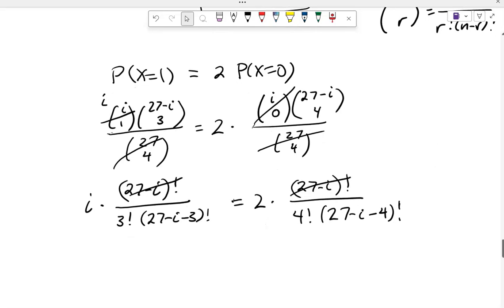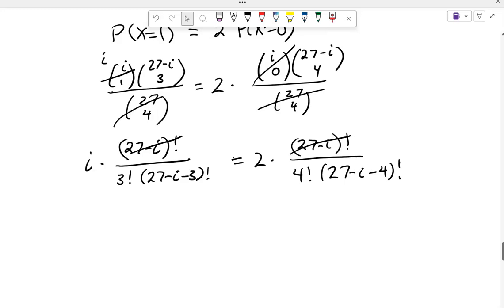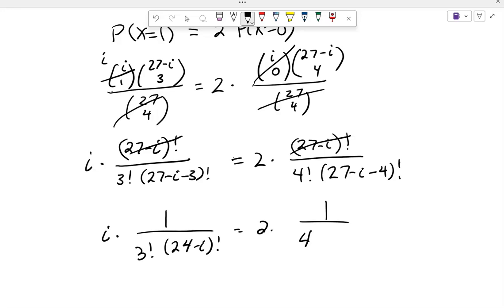Let's just cross multiply a little bit. Okay, let me simplify it a little bit before we cross multiply. I've got I times 1 over 3 factorial. This is 24 minus I factorial. 2 times 1 over 4 factorial. 23 minus I factorial.